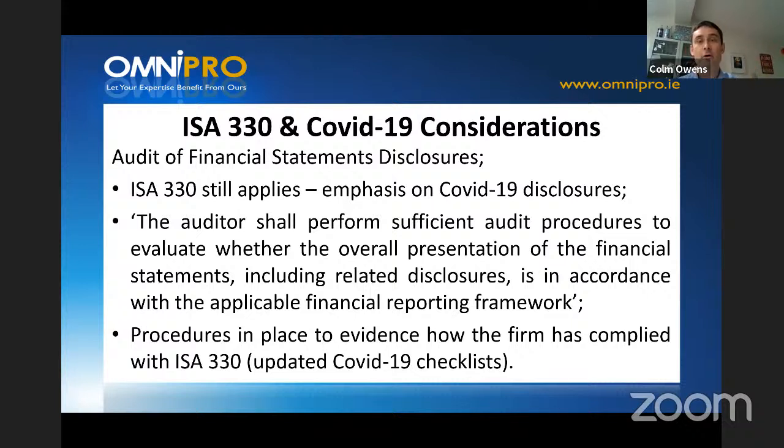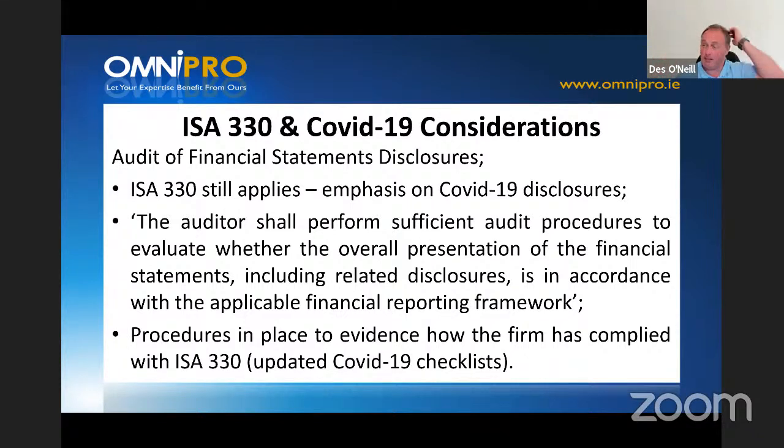You've got to perform sufficient audit procedures to evaluate whether overall presentation, including disclosures, is in accordance with the financial framework. How are you going to evidence that on your file? And it's going to be the last point. It's your checklists. And you see, Colm, I hate to tell experienced auditors how to suck eggs, but there's an underlying problem here. The key requirement of ISA 330, the audit procedures to evaluate the financial statements, sometimes that link is just not strong enough on the files.